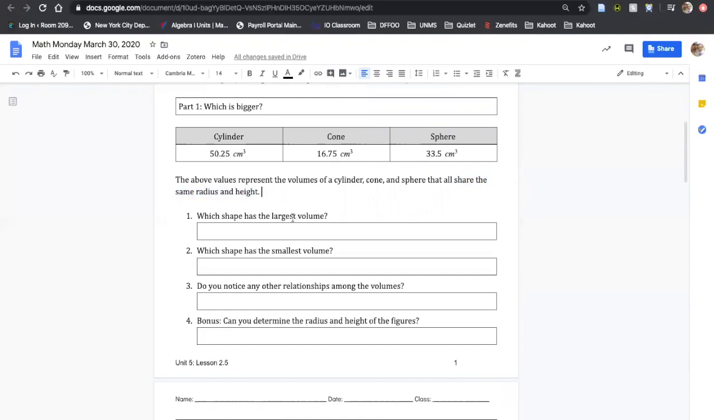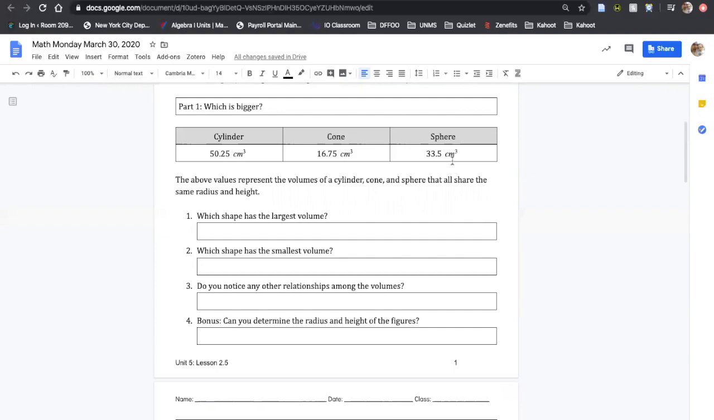It says, which shape has the largest volume? That should be pretty straightforward. Which shape has the smallest volume? And then, do you notice any other relationships among the volumes there? Are there any patterns that you notice between these 3 numbers here?